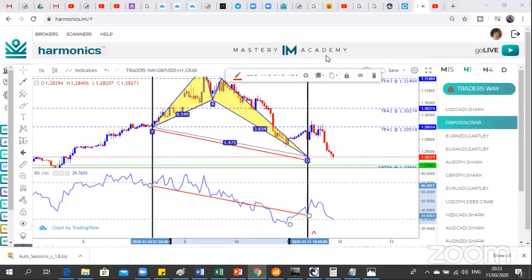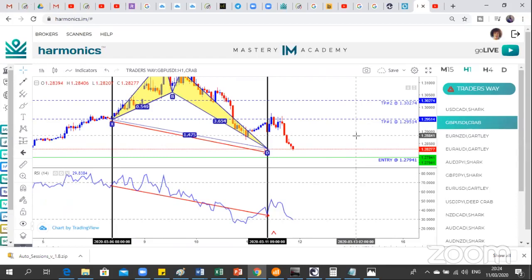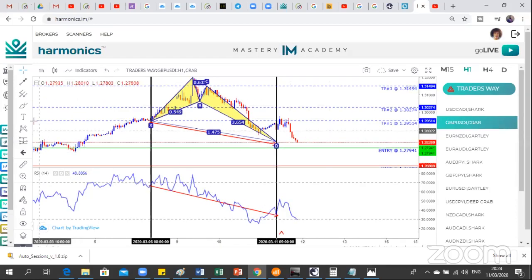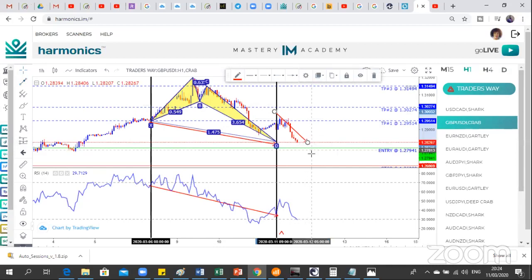Good. Market is floating in the same direction. What does that tell me and you? It tells us that the market is not ready to retrace. It means the market is still going down. Is the GBP USD going down? Yes or no? Good. It's going down.